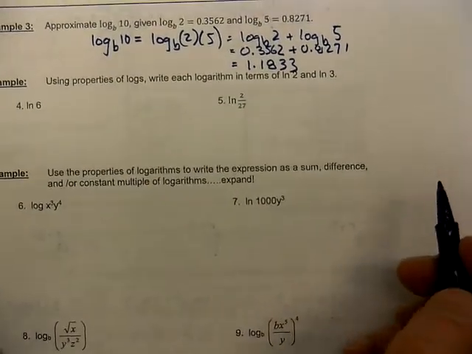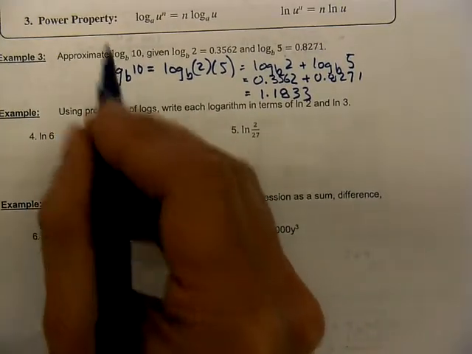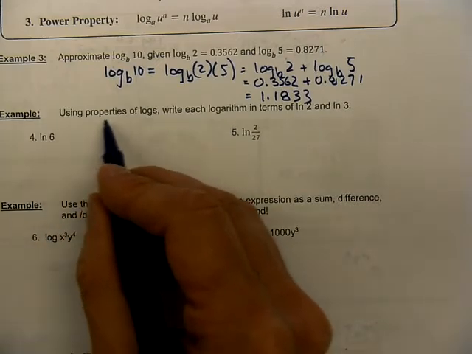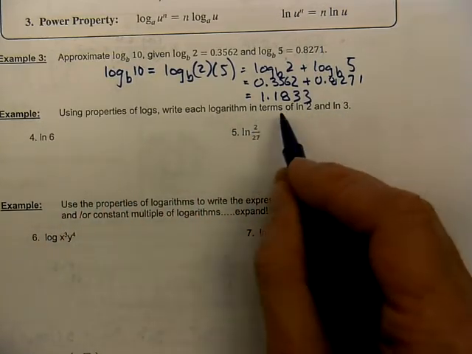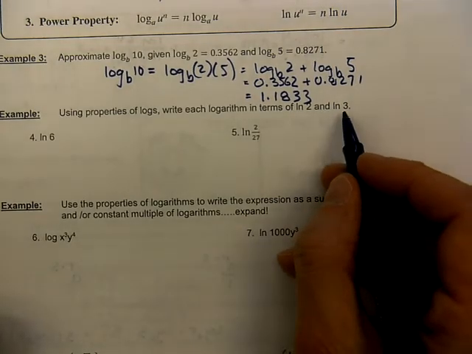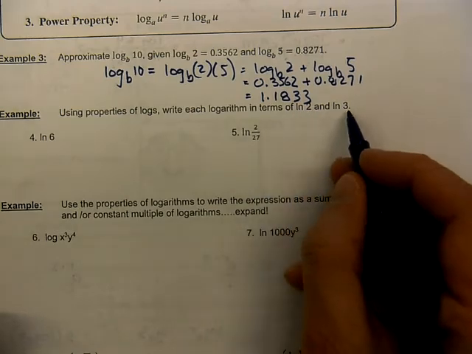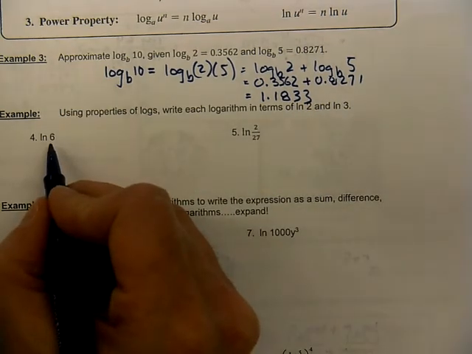Number 4, natural log of 6. Now this is saying use those properties, that's what we saw up there, and specifically write each logarithm in terms of natural log of 2 and natural log of 3. So that means we're not using decimals. Our answer has to look like we have natural log of 2 and natural log of 3. Right now I don't have that. I have natural log of 6.